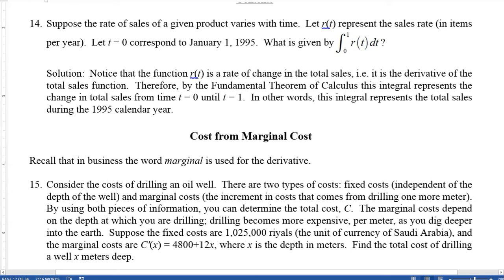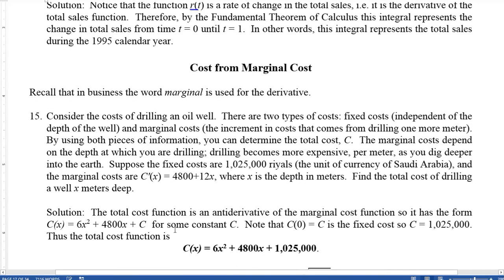Anytime you have a derivative of a function, which is a marginal function, in this case the marginal cost, we want to find the original function C. We're just finding an antiderivative of this. So we need an antiderivative of this function, and of course the 4,800 is going to pick up an x.